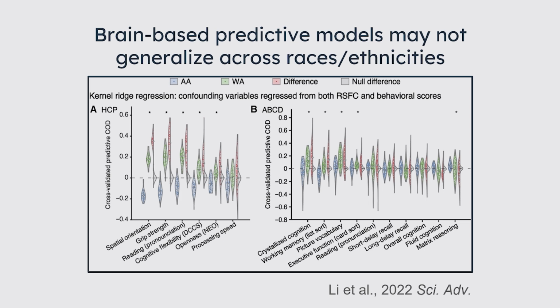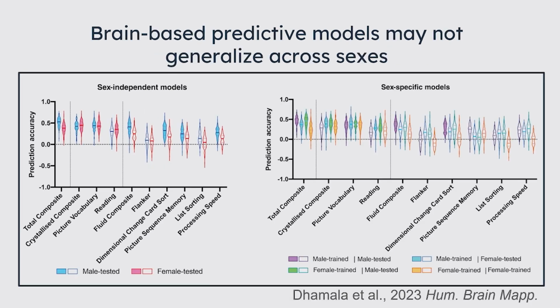And what they found is that even though the data included these populations, there were significant differences in how well the models were actually capturing variability in cognition. There's additional work that we've done that looks across sexes. And again, the data includes both sexes, but that doesn't mean that our results will hold across both sexes.